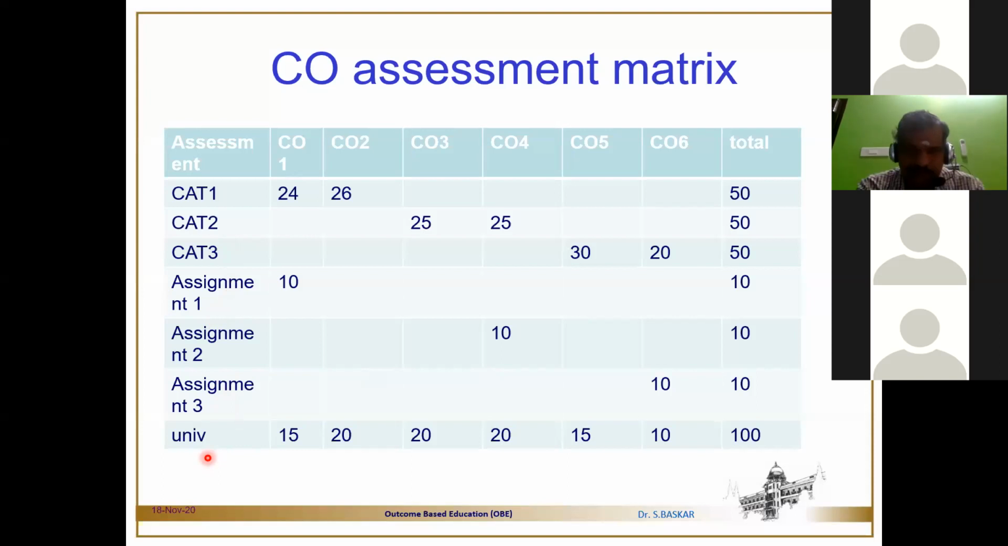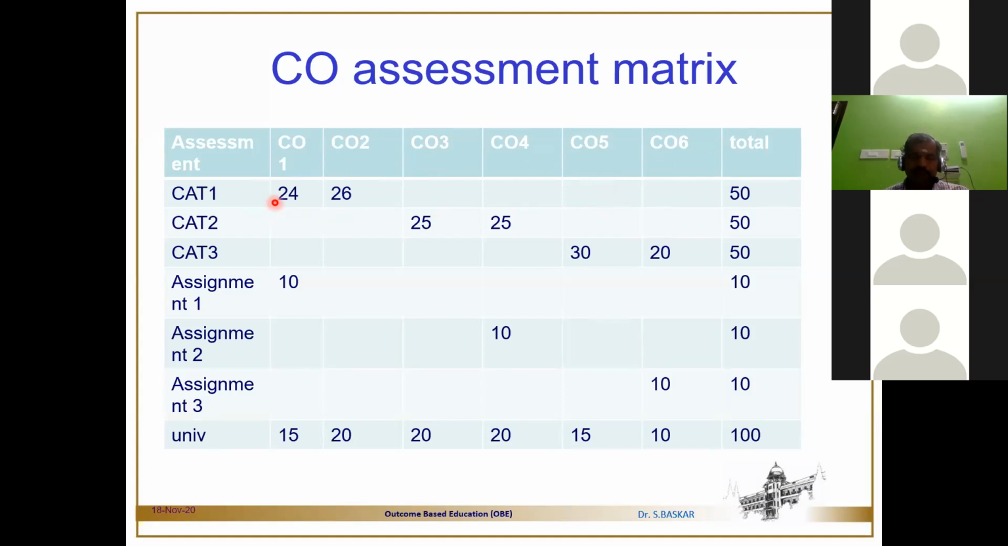Therefore, for this typical theory course, I am going to have 3 tests, CAT 1, CAT 2, CAT 3. Each one is conducted for 50 marks. Then assignment 1, assignment 2, assignment 3. Each one carries maximum 10 marks. Then university examination conducted at the end of the semester for 100 marks. Also assume that this theory course is having 6 course outcomes: CO1, CO2, CO3, CO4, CO5, CO6.